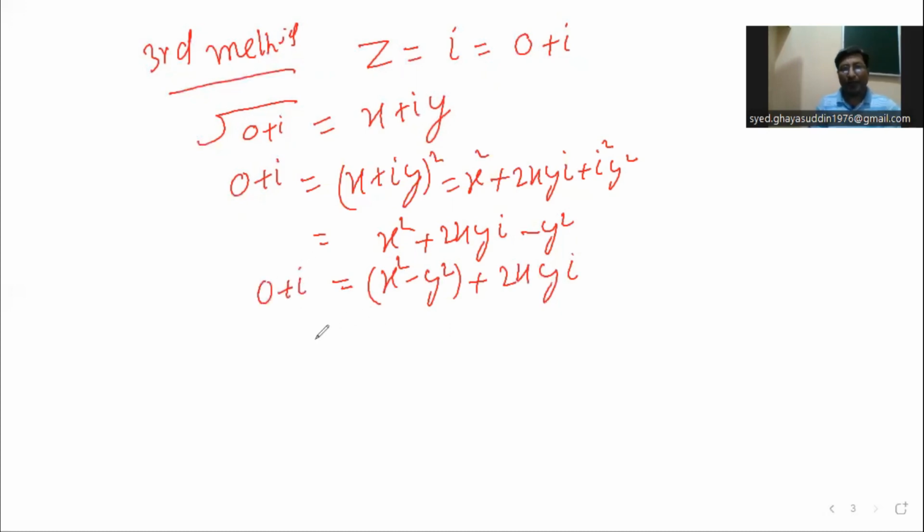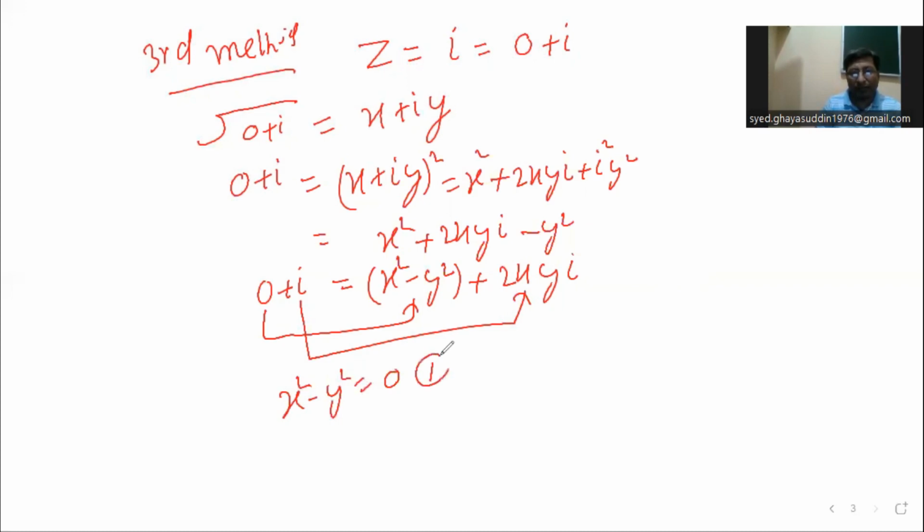Now, if two complex numbers are equal, then the real part and imaginary part are equal. So the real part of LHS is 0, and this is equal to x square minus y square. And similarly, this is the imaginary part: the coefficient of imaginary part in LHS equals the coefficient of imaginary part in RHS. So we will get x square minus y square equal to 0. This is the first equation, and 2xy equal to 1.